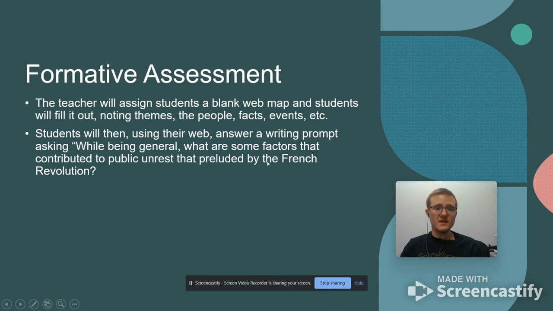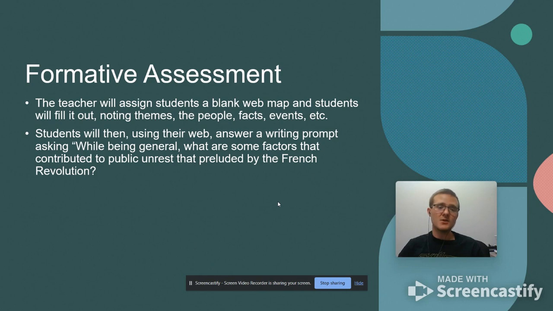And then the formative assessment. So the teacher will assign students a blank web map, and students will fill it out, noting themes, the people, facts, events, etc. And really the purpose of that is just so students are able to demonstrate in some capacity what they're learning.